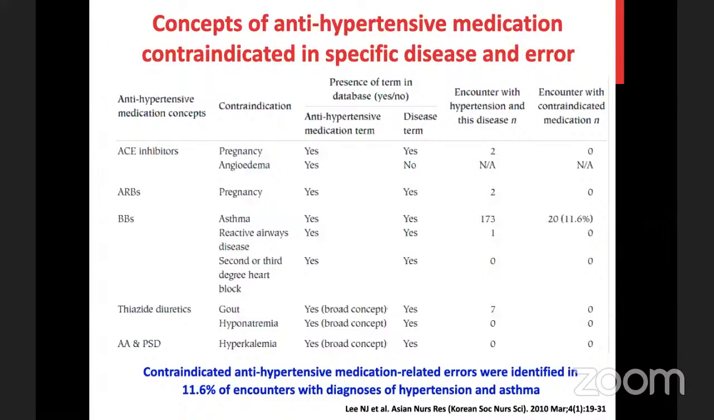So concepts of antihypertensive medication, contraindicated in specific disease and their errors. ACE inhibitors, again discussed already, are contraindicated in pregnancy and angioedema. And then ARBs, again pregnancy; beta blockers, asthma, reactive airway disease, high degree AV blocks; thiazide, gout. So contraindicated antihypertensive medication related errors were identified in about 11.6% of encounters with diagnosis of hypertension and asthma.